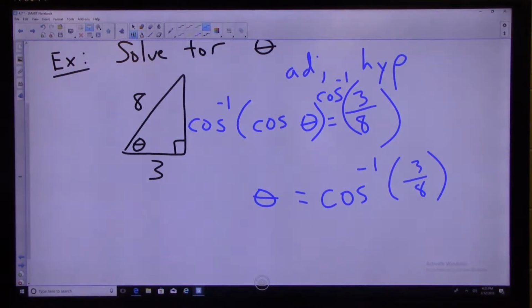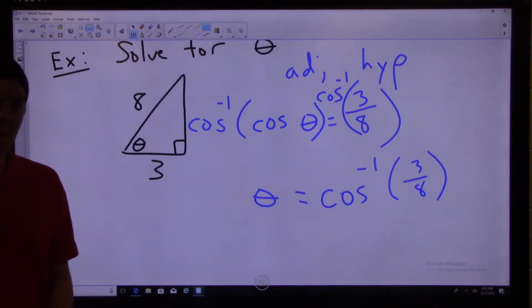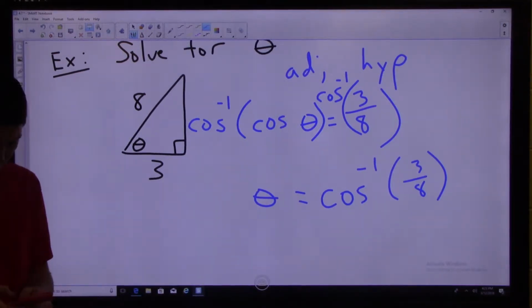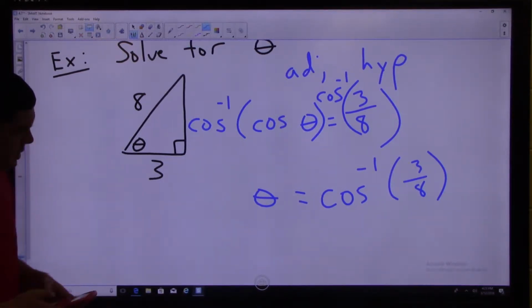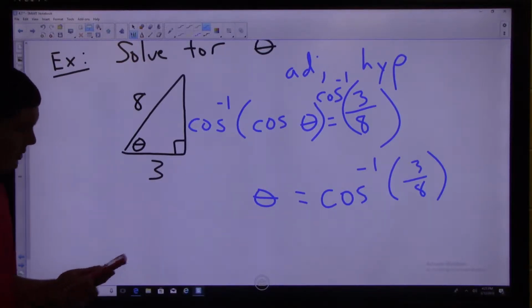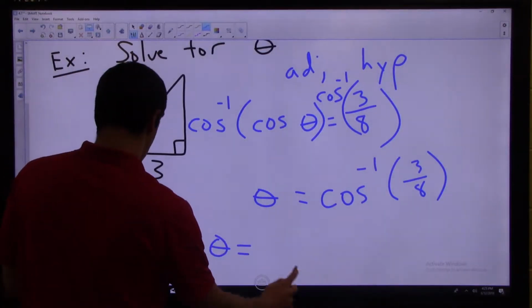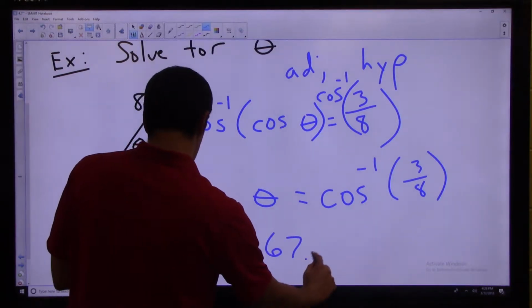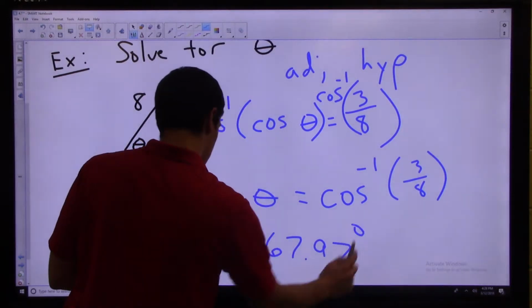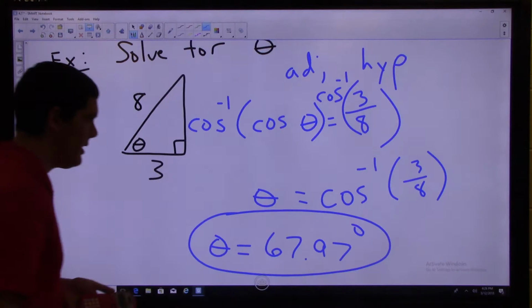Now, in geometry, we dealt more with degrees. I know we've been dealing mostly in advanced math with radians. We've been converting to those. So let me just do this in degrees, since we've got a geometry example here, just a right triangle. So inverse cosine of 3/8. In degrees, I got my angle to be, as long as you type this in, 67.97 degrees. So that would be the answer.